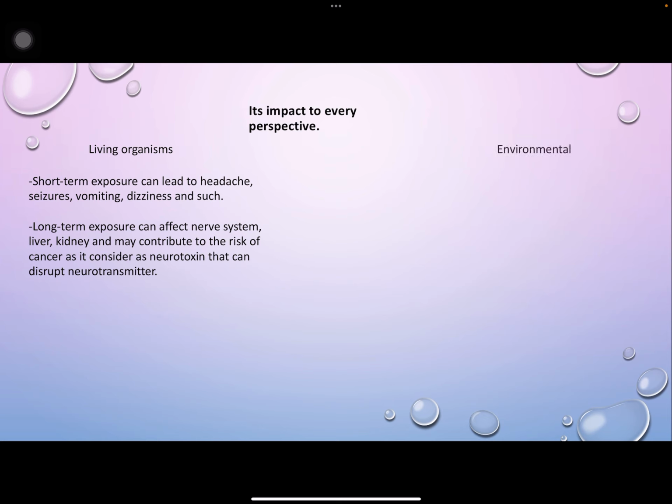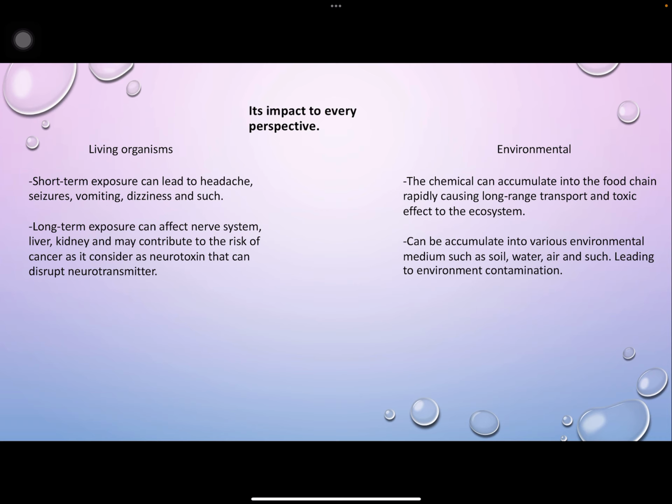However, in long-term exposure, this can affect the nervous system, liver, and kidney, and may contribute to the risk of cancer, as it is considered a neurotoxic that can disrupt neurotransmitters. Now, let's move on to the environmental perspective. For the environment, the chemical can accumulate in the food chain, causing long-range transport and toxic effects to the ecosystem. And not to mention that it can accumulate in various environmental media such as soil, water, air and such, leading to environmental contamination.